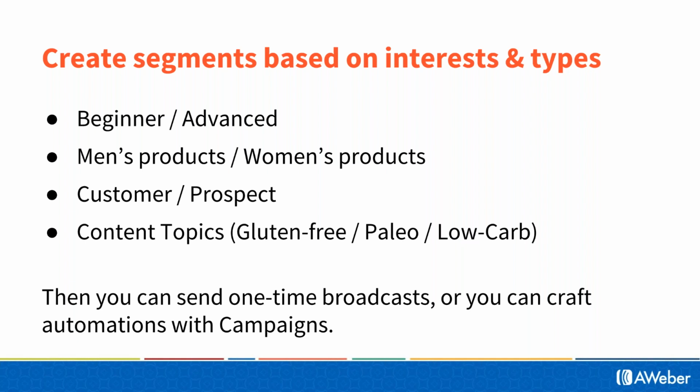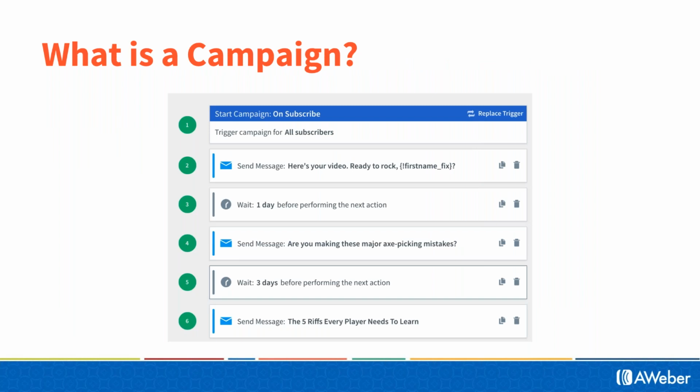And then one last example here is if your business talks about different topics. I give an example here of a food blog or a food company. You may have gluten-free products and paleo products and low-carb products. So you can segment your audience based on those interests as well. And then you can send those either one-time broadcasts, or you can craft automations within campaigns, which is our email automation platform. So what is a campaign?